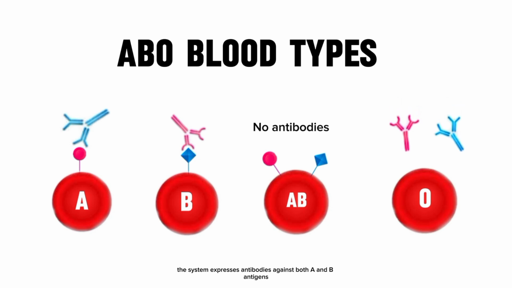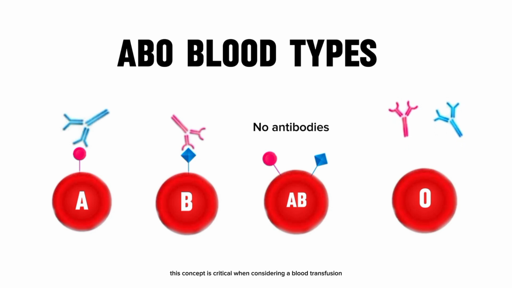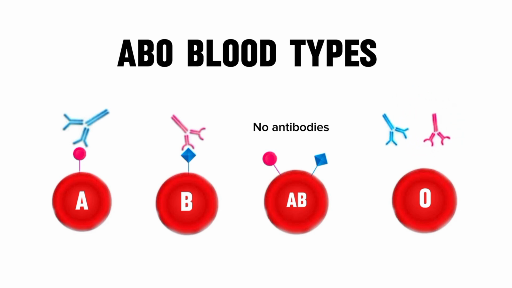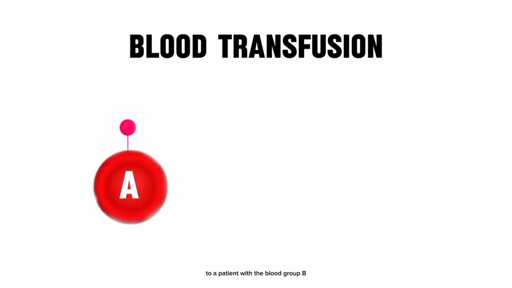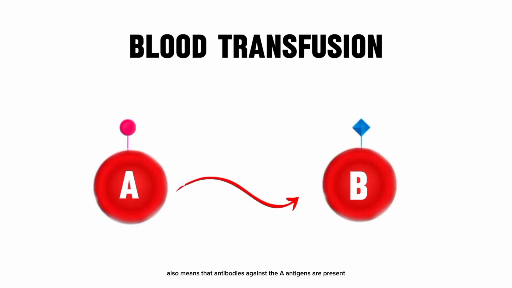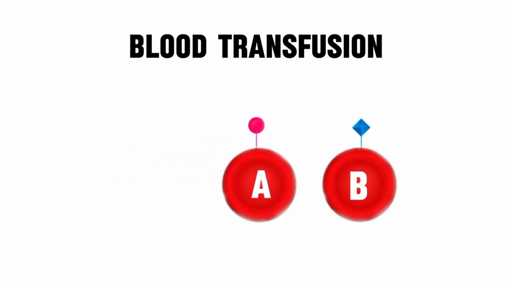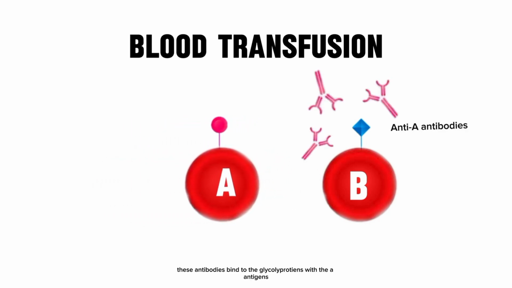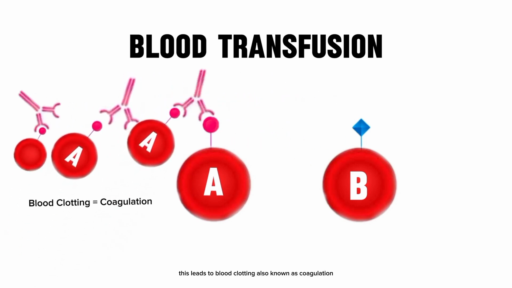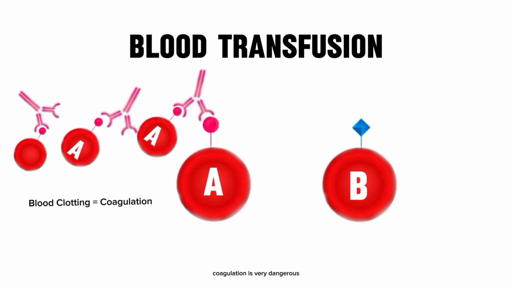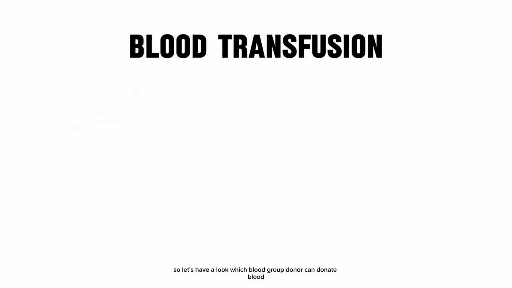This concept is critical when considering a blood transfusion. What happens if we transfuse red blood cells from blood type A to a patient with blood group B? Blood group B also means that antibodies against the A antigens are present in the patient. These antibodies bind to the glycolipids with the A antigens. On a larger scale, this leads to blood clotting, also known as coagulation. Coagulation is very dangerous and can even result in death of the patient. So let's have a look at which blood group donor can donate blood to which patients.